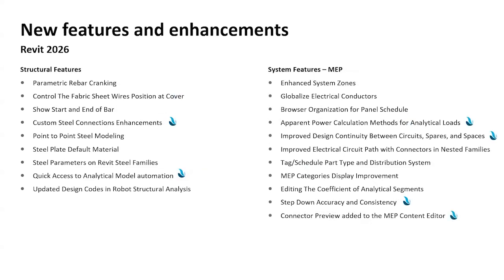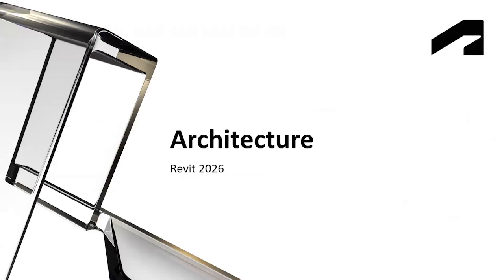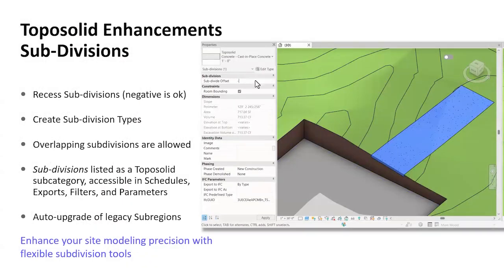For structure and MEP, there's quite a few. Parametric rebar cranking, quick access to analytical model automation, apparent power calculation for analytical loads, step-down accuracy and consistency, as well as some connector preview to the MEP connector editor. So let's get started into the architecture ones. TopoSolid, you know that we're going to come.